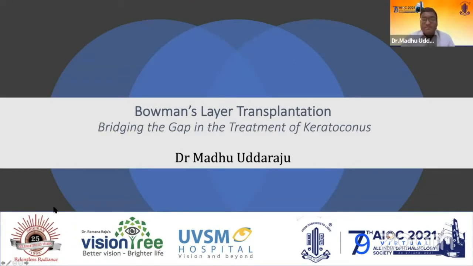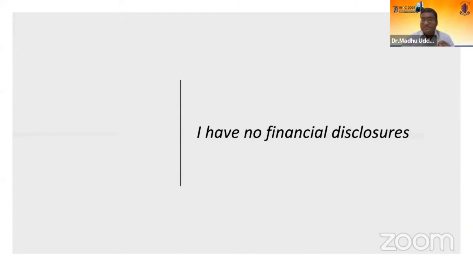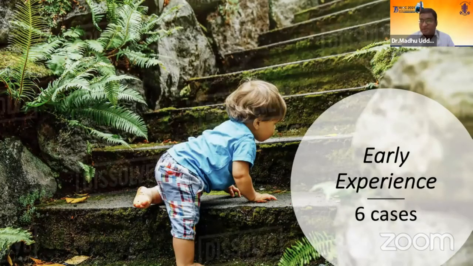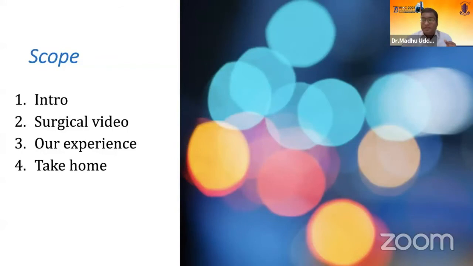In the next few minutes, I'll share our experience with Bowman's layer transplantation that we have been doing at our center. This technique is specifically for cases that are not suitable for cross-linking and cases that are too early for a corneal transplant. So we are trying to fill the gap in the treatment between these two stages. No financial disclosures, and one more disclosure: whatever I'm going to tell you is our very early experience, and it may not necessarily be taken as clinical guidance.